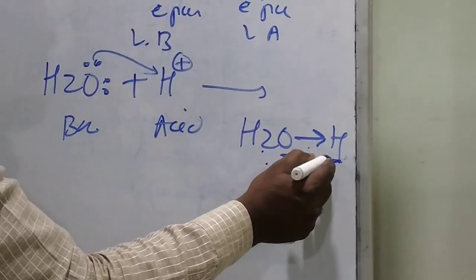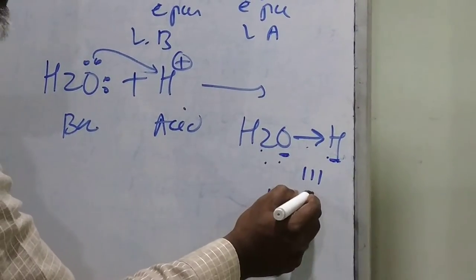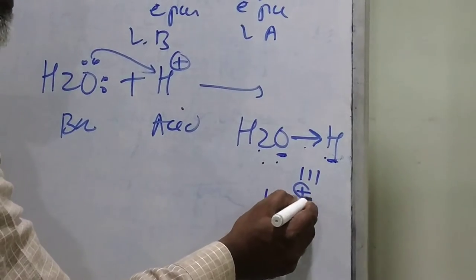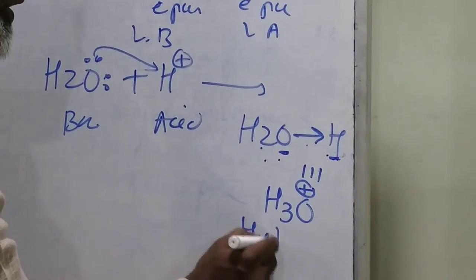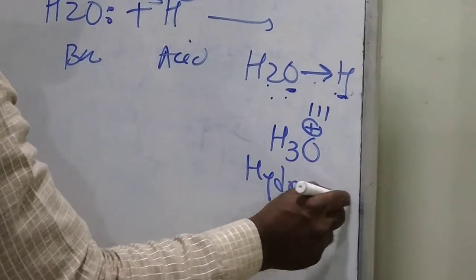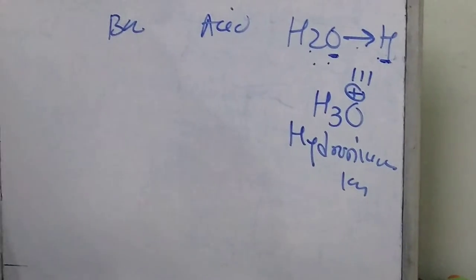This 2H and 1H means H3O. And this oxygen is donating electrons, that's why after donating it becomes positive. And this ion is called hydronium ion. This ion is called hydronium ion.